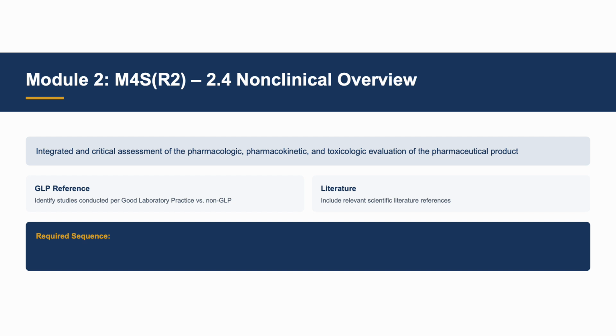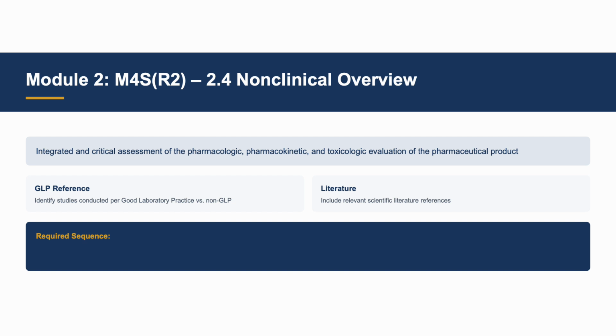Section 2.4, the non-clinical overview, provides an integrated and critical assessment of the pharmacologic, pharmacokinetic, and toxicologic evaluation of your pharmaceutical product. Unlike the factual summaries in Section 2.6, this overview is interpretive. It explains what the non-clinical data means and how it supports the safety of your product.